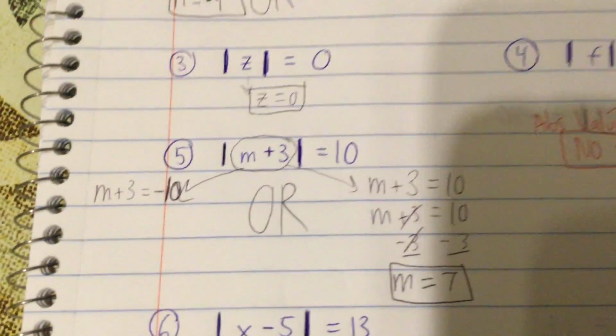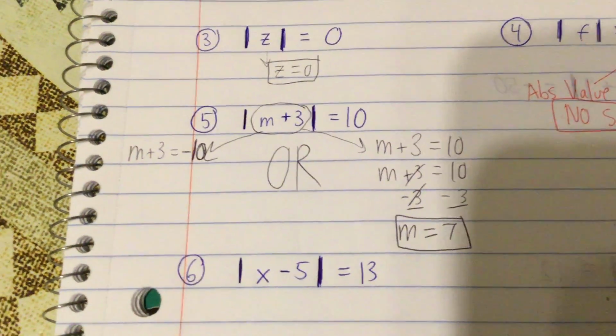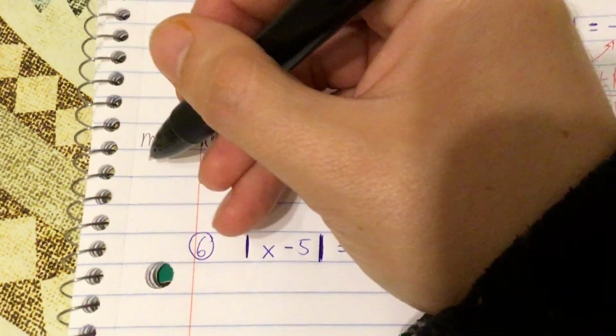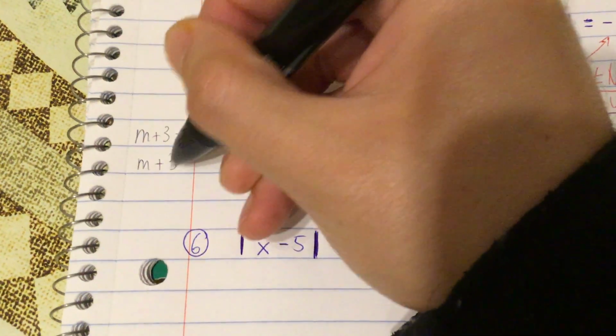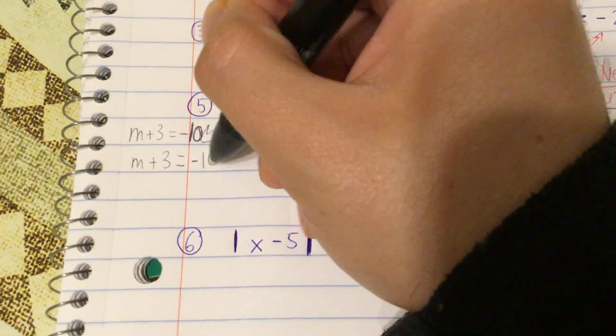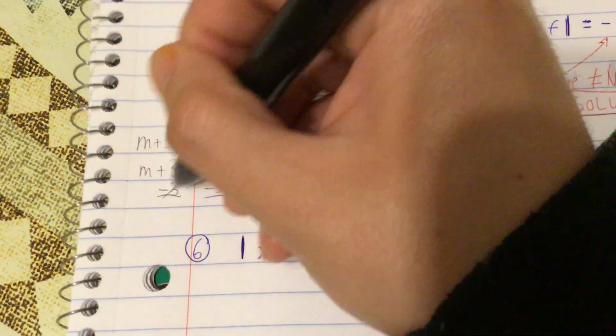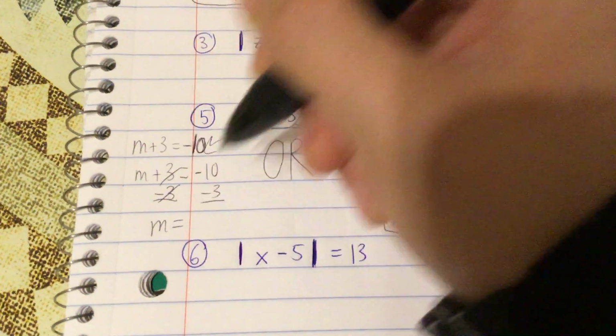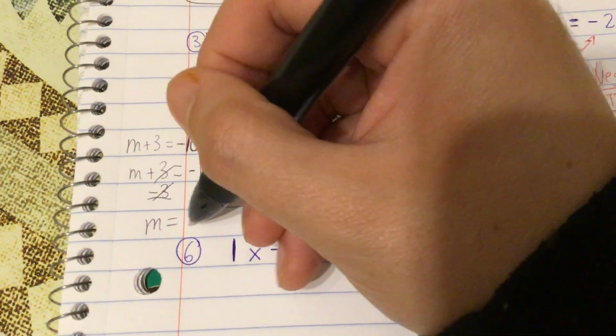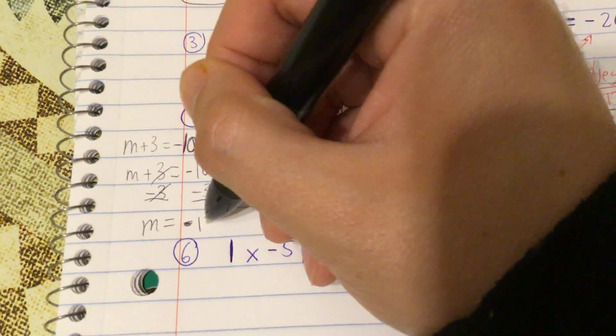No, I have to satisfy both requirements of the solution set by solving for M plus 3 equals negative 10. I am not done. Don't yell at me. I'm going to subtract 3 from both sides. M is equal to negative 10 minus 3, and I get M is equal to negative 13.